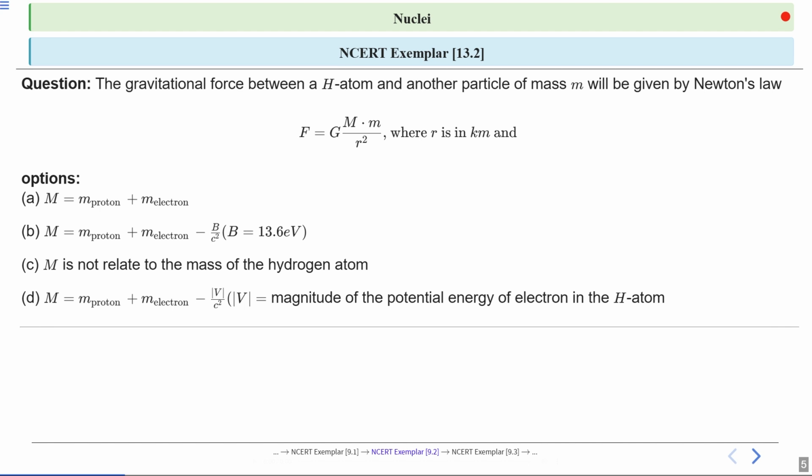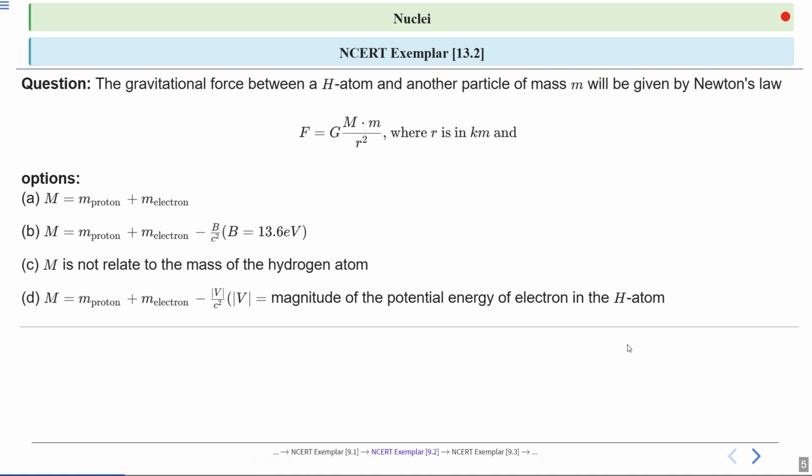The gravitational force between a hydrogen atom and another particle of mass m is calculated using Newton's law of gravitation. The formula is given as F equal to G capital M small m upon r square, where F is the gravitational force, G is the gravitational constant, capital M is the mass of hydrogen, small m is the mass of the other particle, and r is the distance between the two particles. The task is to determine the correct expression for capital M, the mass of the hydrogen atom, when calculating the gravitational force. So 4 options are given.